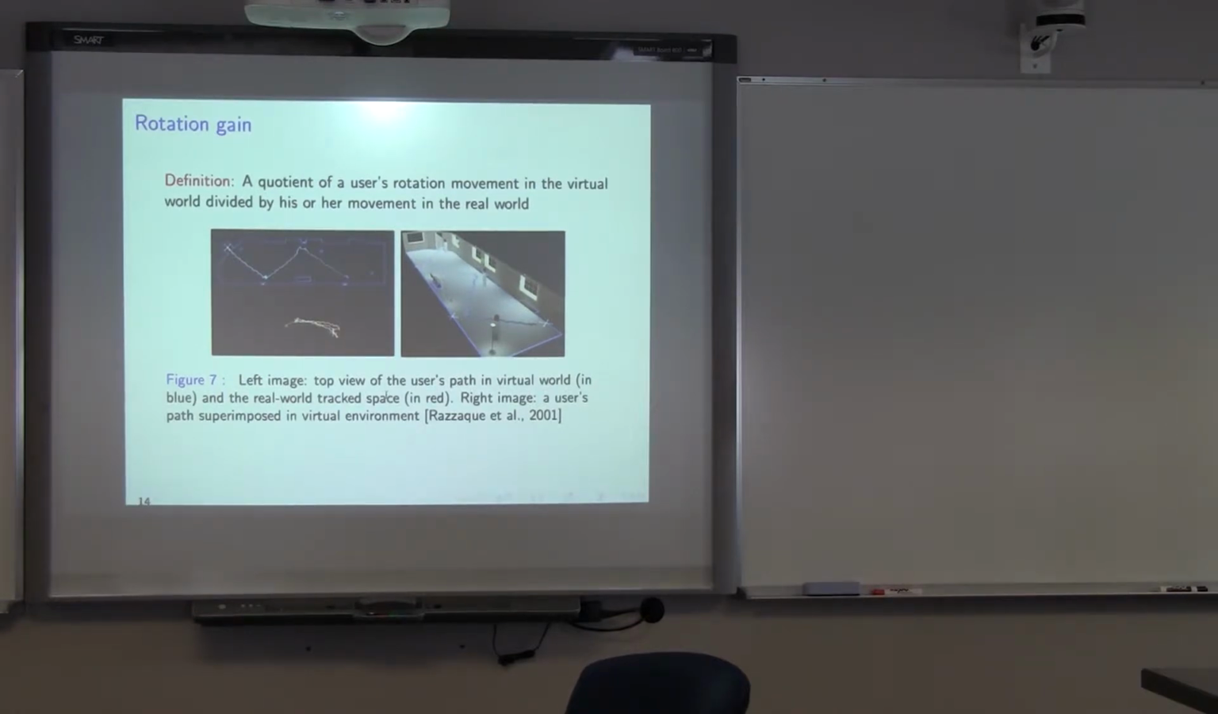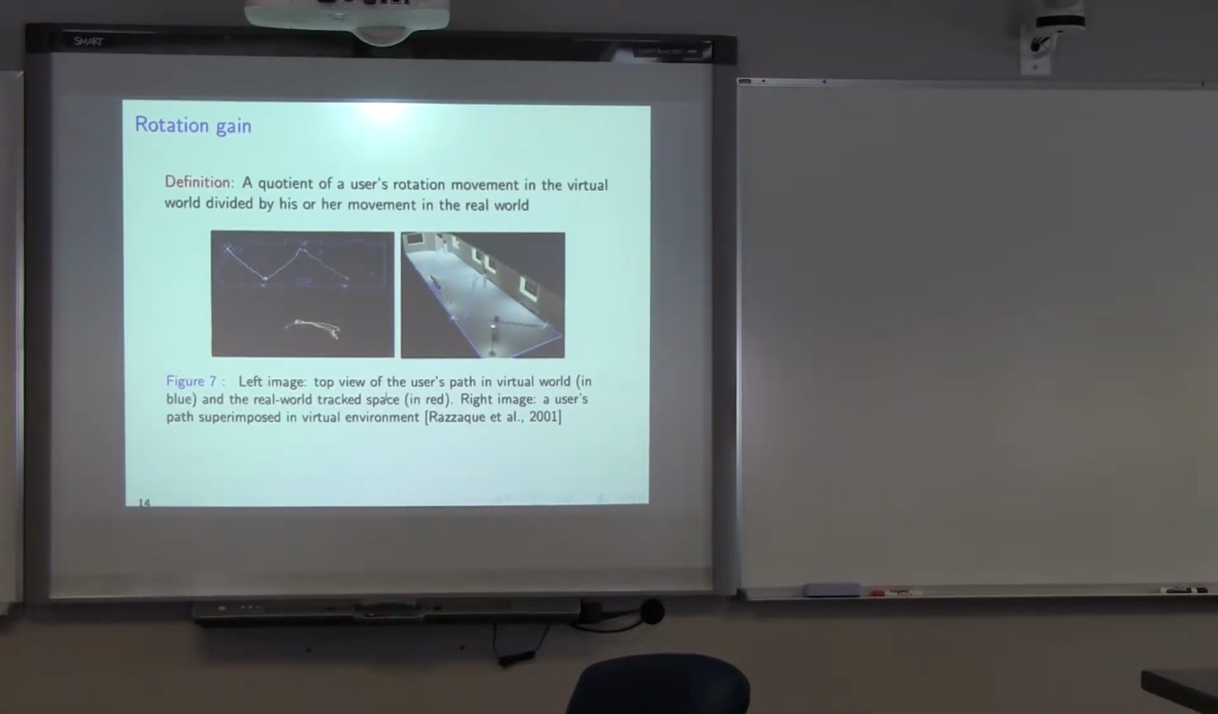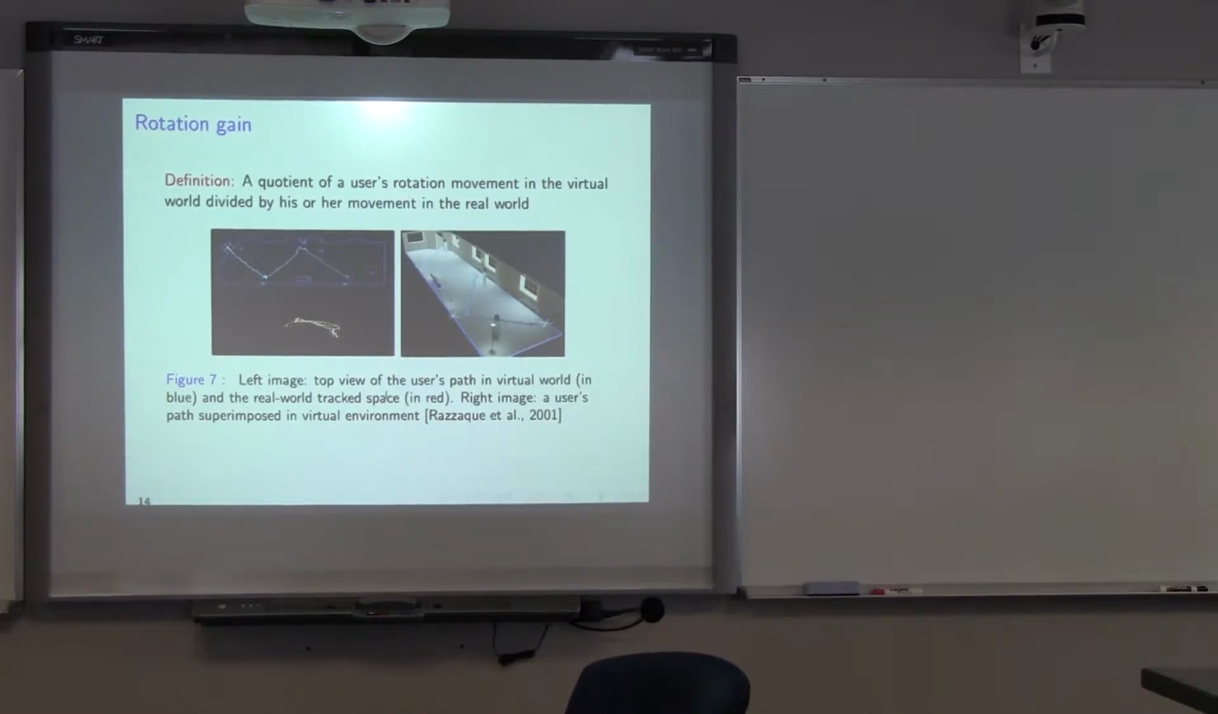Another traditional technique for redirected walking is rotation gain. It is similar to translation gain, except that it makes the user rotate slower or faster in the virtual world than in the real world. It is very useful. We often use this to make the user have a good orientation in the real world, so he has more navigable space in front of him to walk in the real world. The figure shows one example.